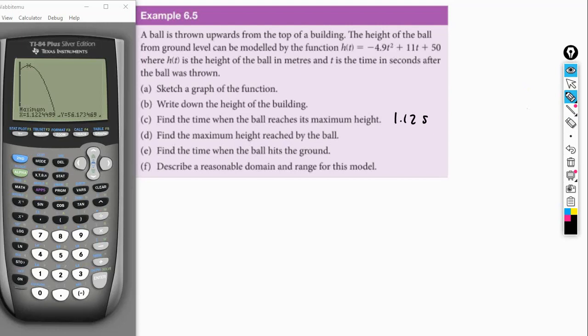Find the maximum height for D. We already have it. It's right here, 56.2 meters. Rounded to 3 significant figures, right? 56.17, which we round to 56.2.